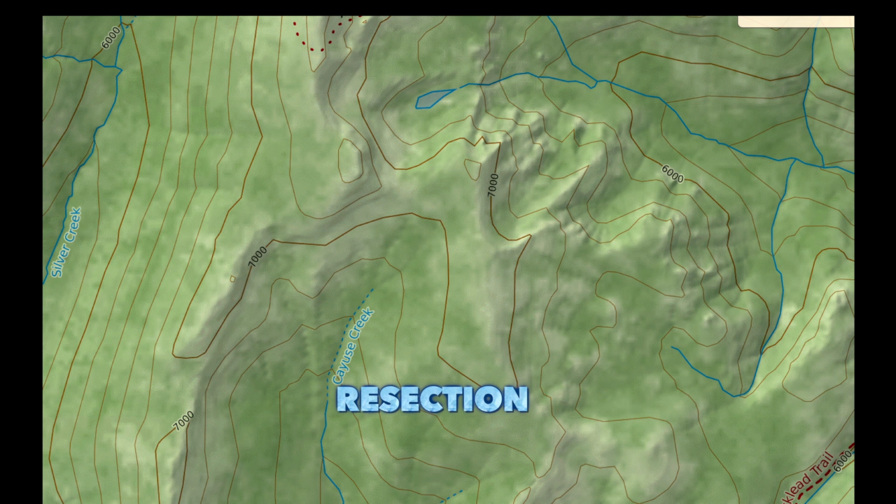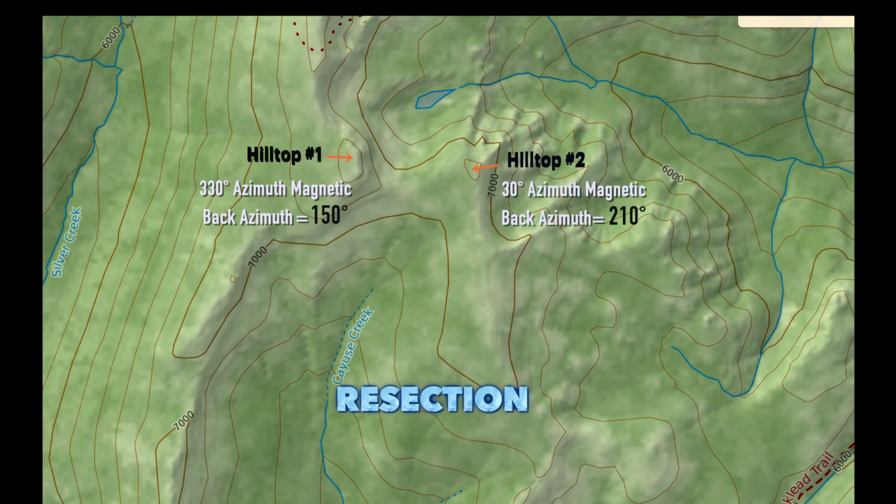We're someplace on this topographical map. We're going to do a resection, so we need to find two known points on the map. Hilltop 1 and Hilltop 2 we're going to use. Now we're going to shoot a magnetic azimuth to Hilltop 1 from our location, which is 330 degrees, and get a back azimuth of 150 degrees. And we're going to do the same thing to Hilltop 2. We get a 30-degree magnetic azimuth. Our back azimuth is 210 degrees.